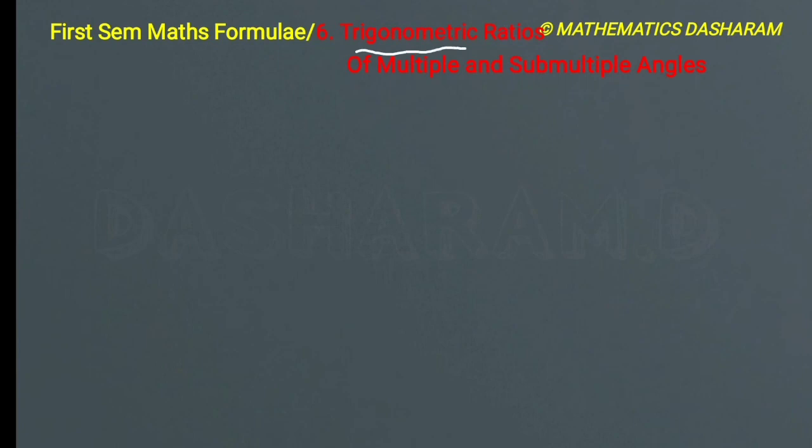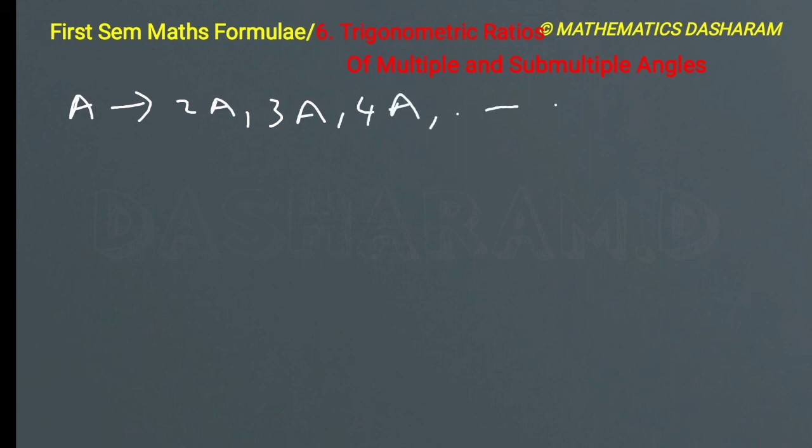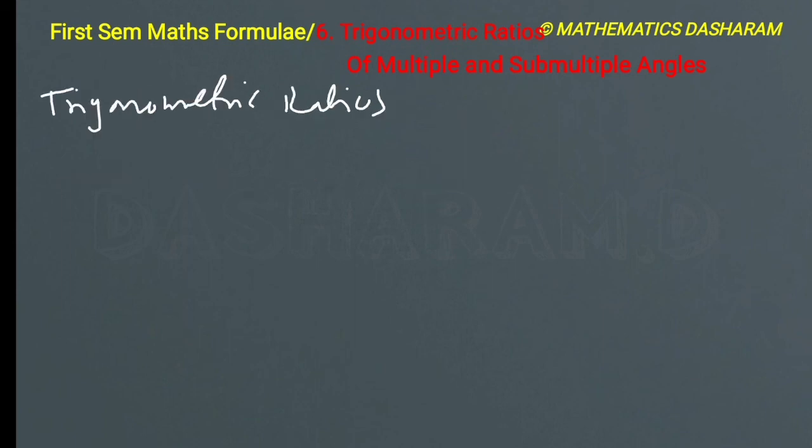Sixth chapter, trigonometry, ratios of multiple and submultiple of angles. Multiple means if A is one angle, then 2A, 3A, 4A, and so on are called multiple angles. Next, submultiple means A by 2, A by 3, A by 4, and so on are called submultiple of angles. First topic is trigonometric ratios of angle 2A.